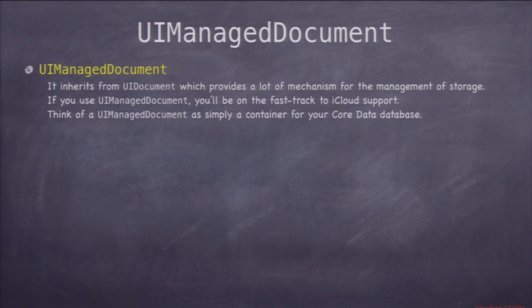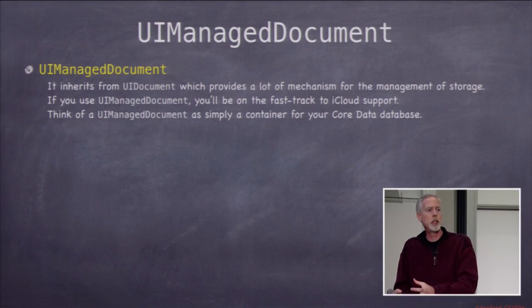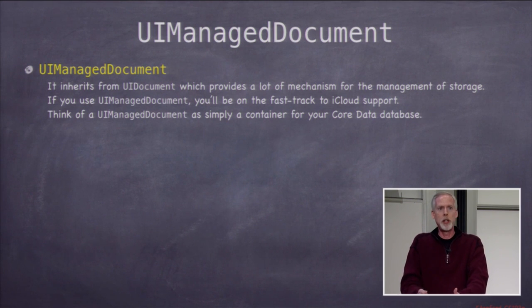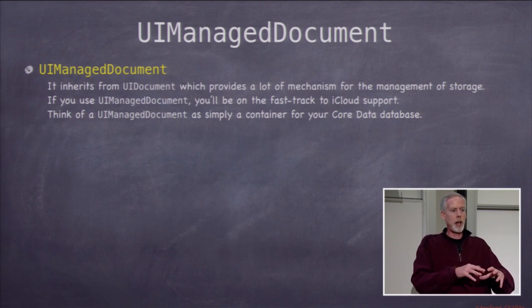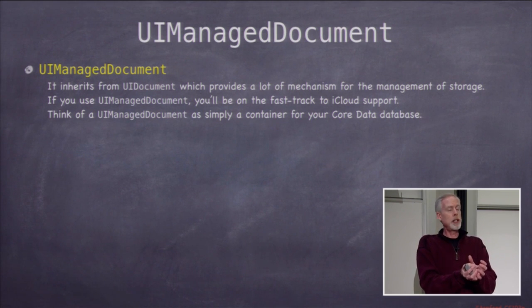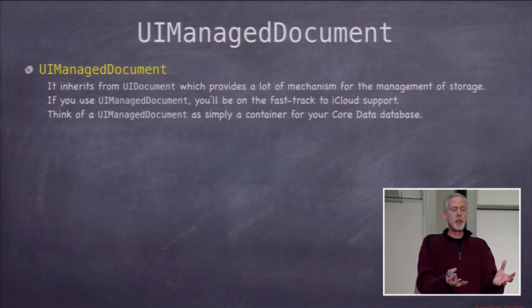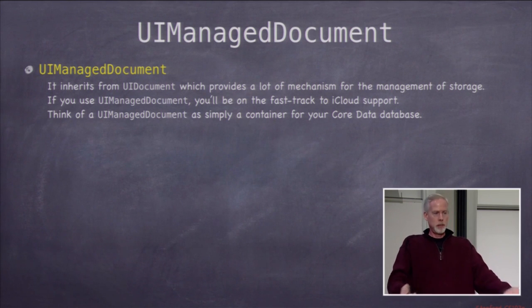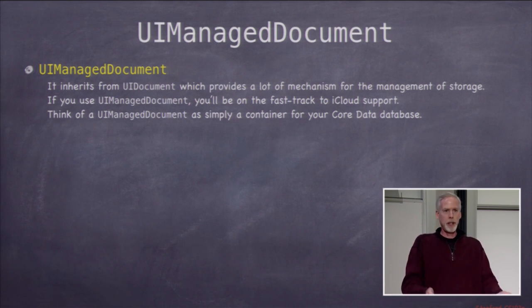It inherits from a class called UIDocument. UIDocument is a whole bunch of mechanism for managing some storage. UIManagedDocument puts a Core Data database in some storage, so you're managing the storage of your Core Data database. You can think of UIManagedDocument as just a thing that contains your Core Data database for you. And all you ever really do is open or create a UIManagedDocument, and then grab its managed object context, and then use it to do your database. That's it. So that's what we're going to talk about, how to open or create a UIManagedDocument and then get its managed object context.